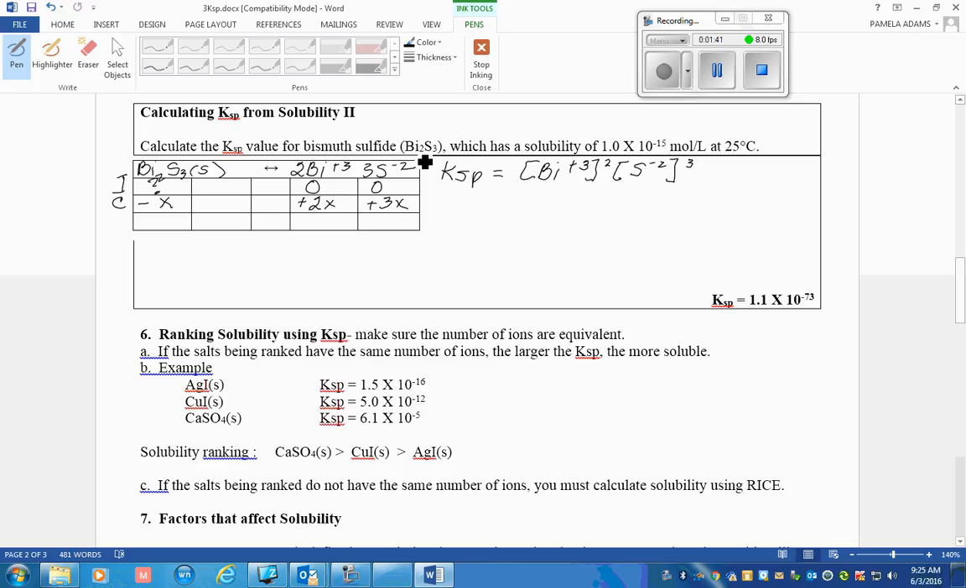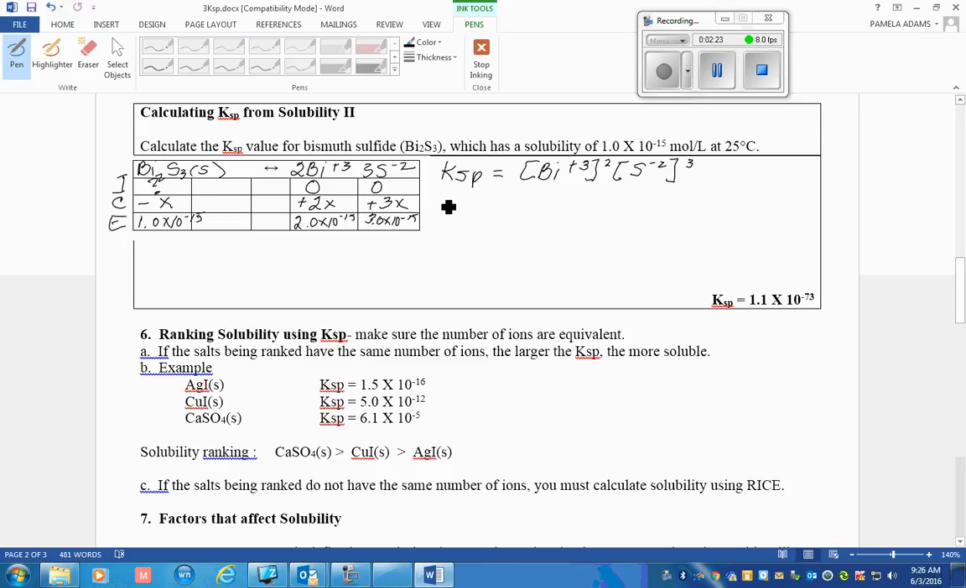Now they said that this bismuth sulfide has a solubility, which would be this value right here at 25 degrees C. So we know that this is the value of X, and that at equilibrium the bismuth ion concentration will be 2 times this value of X, or 2.0 times 10 to the negative 15th, and the sulfide ion concentration will be 3 times this value of X, or 3.0 times 10 to the negative 15th.